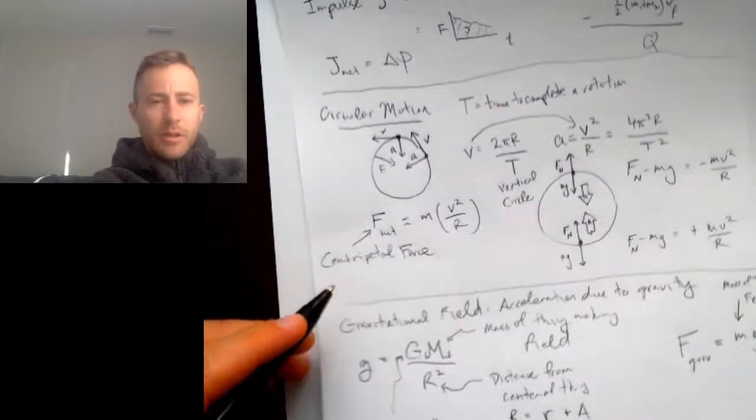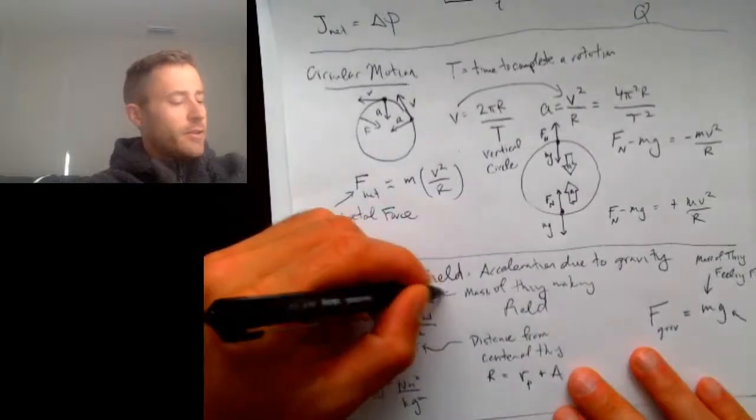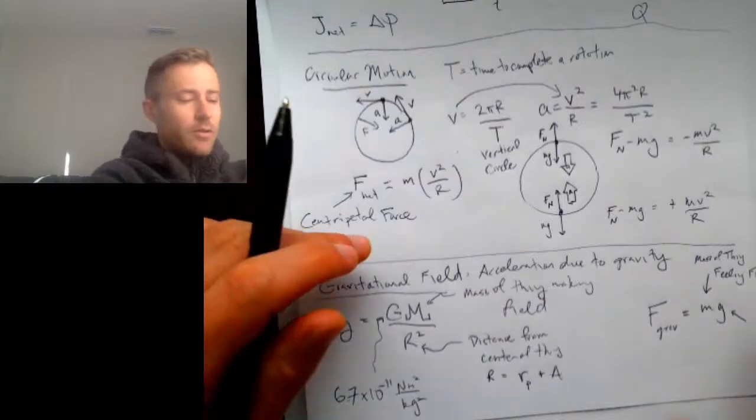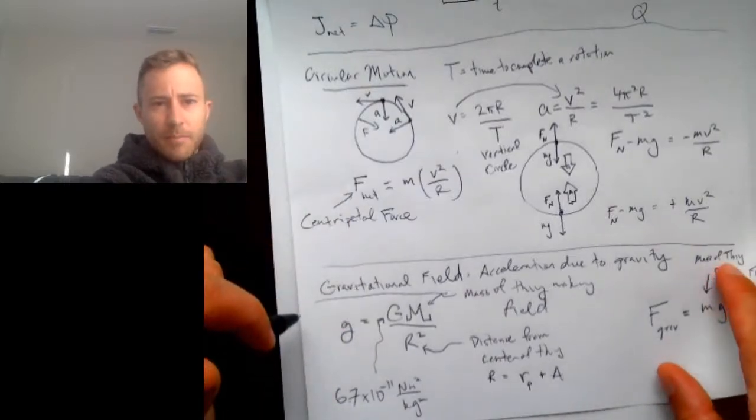So then what we did is we combined circular motion with gravitational field to talk about orbits of planets.